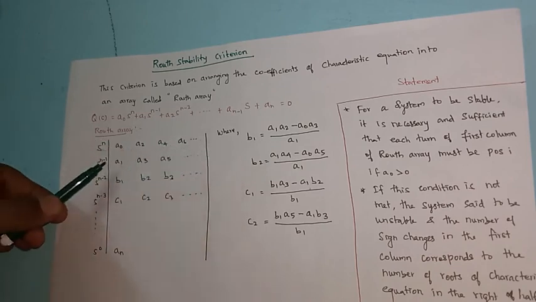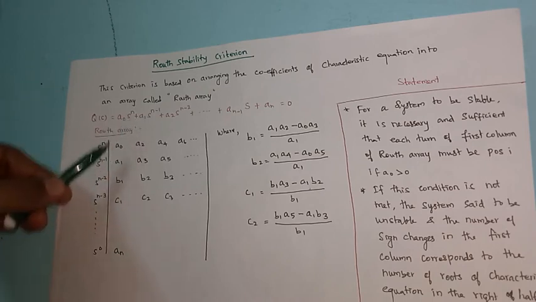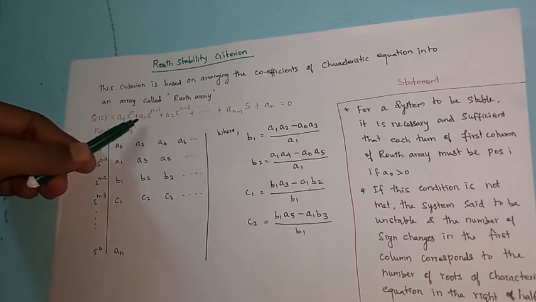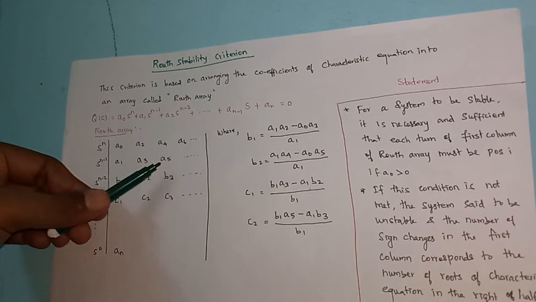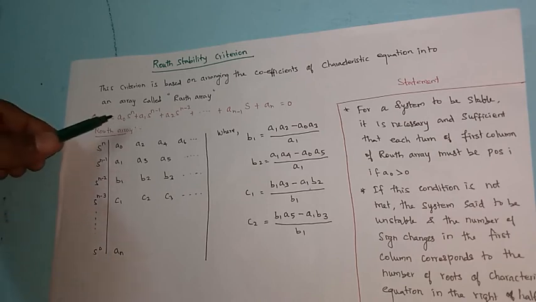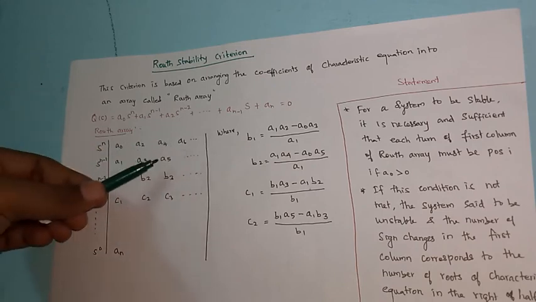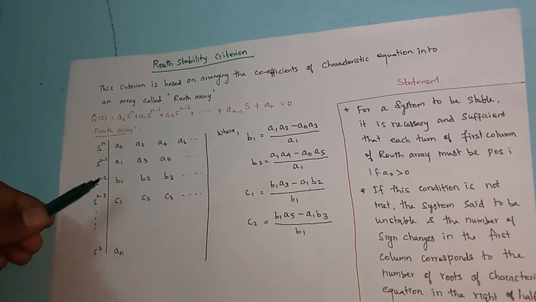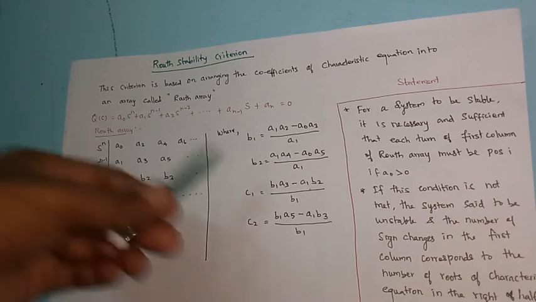And the second row is taken from the odd-numbered coefficients: a1, then a3, then a5 and so on. So first we write these two rows from the equation, that is a0, a2, a4, a6 and so on, and a1, a3, a5 and so on. Next, b1, b2, b3 and c1, c2, c3 we have to compute using formulas.